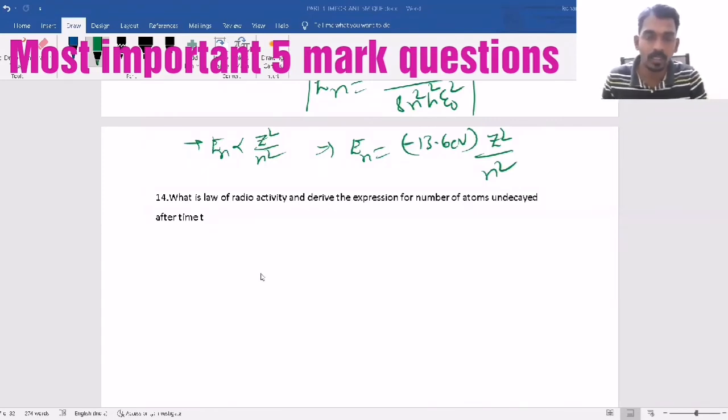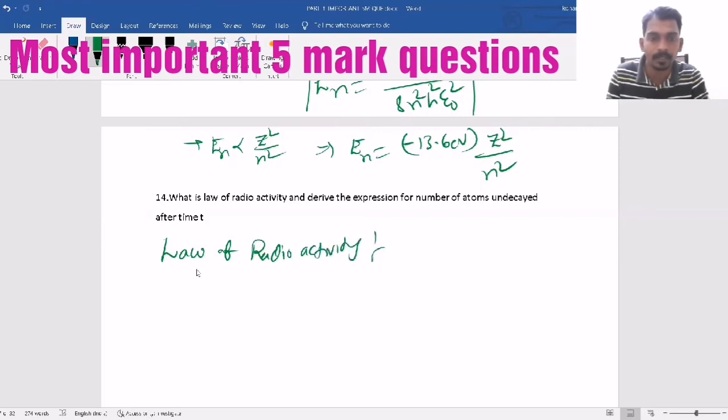Now the next question is, what is the law of radioactivity, and derive the expression for number of atoms undecayed after time t. Now the very first thing is, what is the law of radioactivity? This is what we have to understand.